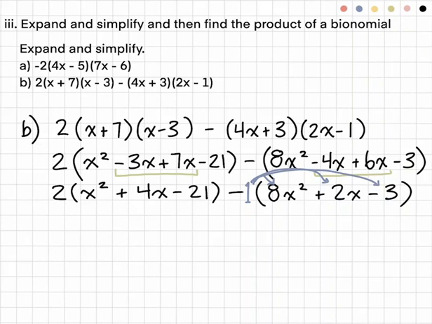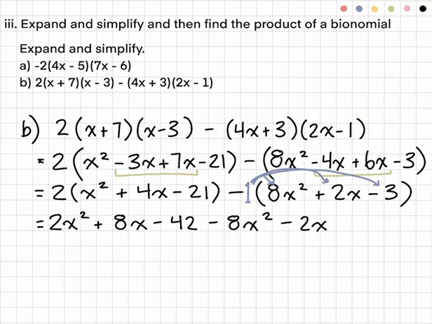Okay, let's start with the 2. So 2 times x squared is going to give me 2x squared. I need my equal signs here, guys. It's going to give me 2x squared plus 8x minus 42. And then I've got negative 1 times 8x squared is going to make it negative for me. So I'm going to have negative 8x squared. Negative 1 times positive 2x is going to make it negative 2x, and then 2 negatives is going to give me a positive, so negative 1 times negative 3 is going to give me positive 3.